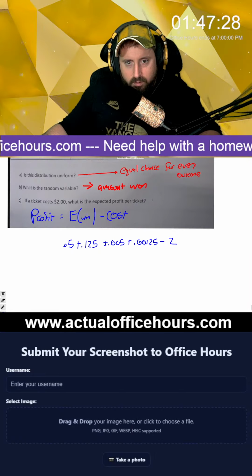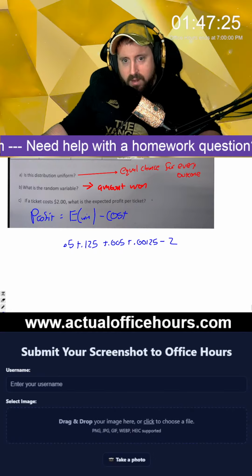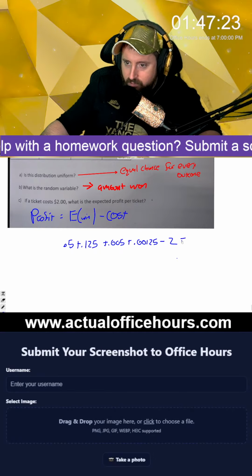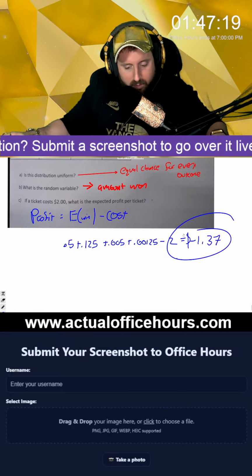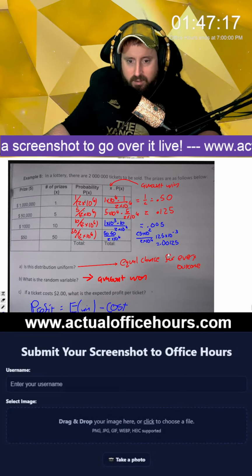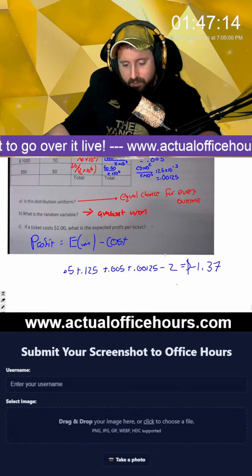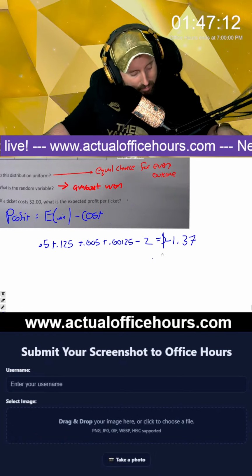One sec. Okay, so you get negative $1.37. Okay, cool. There you go. So the expected profit is not really a profit; it's a loss.